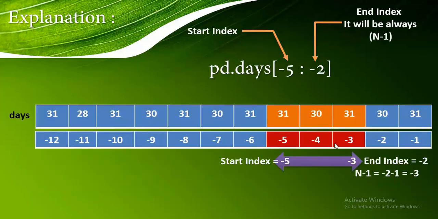Similarly, if you want to access a range of data items, then we can use the colon. This is the start index, this is the end index, -5, -2. -5 is here and -2 is here. Then we can access 31, 30, 31. This is the group of data, or this is a part of the series we can access.